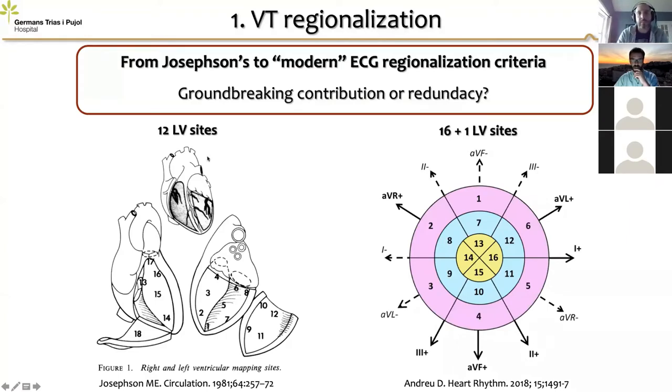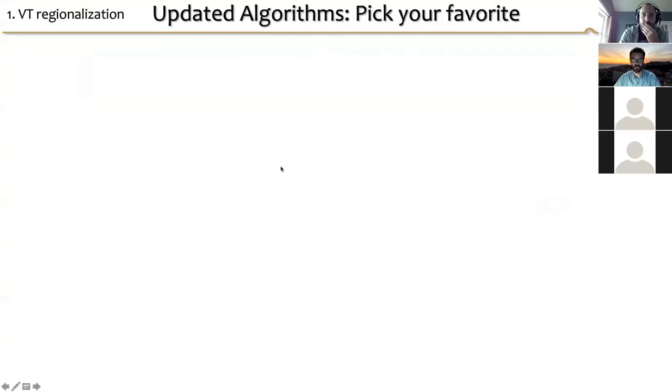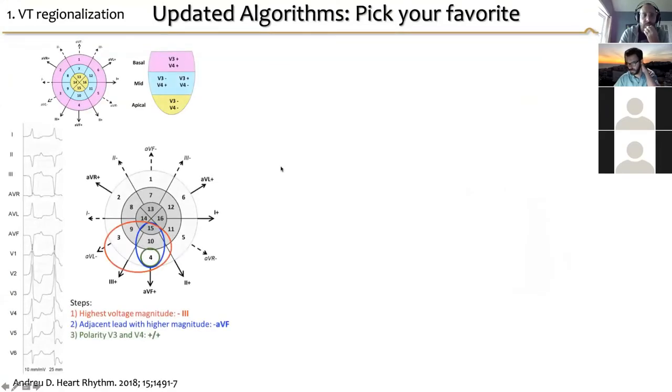The classical regionalization has been taken over by other criteria, and I think it's always important to take a look at the new information. But before we translate this new information into clinical practice by forgetting the conventional EKG criteria, we have to be very strict. For example, you can pick your favorite EKG algorithm that has lately come up. This algorithm has the advantage. I won't get into details. You have the information in this slide.